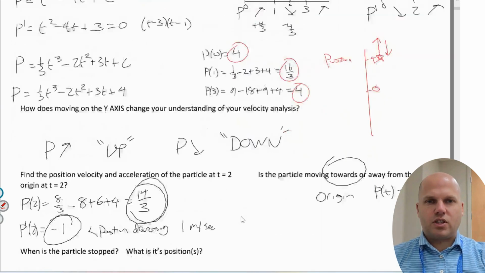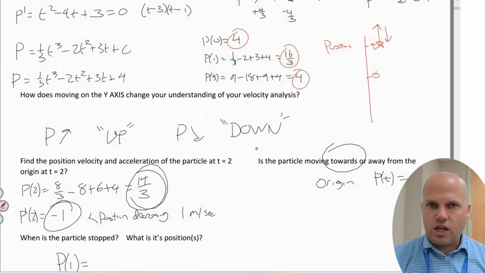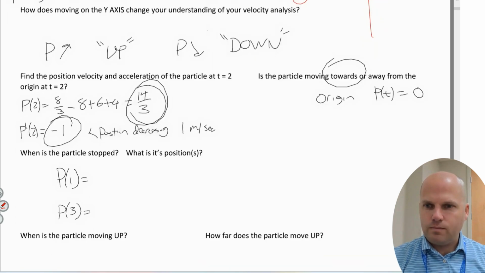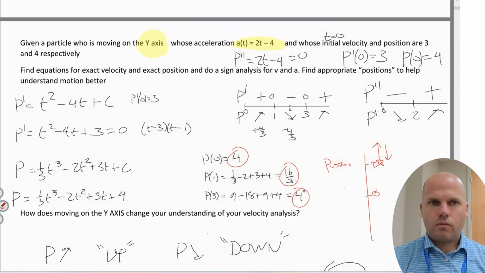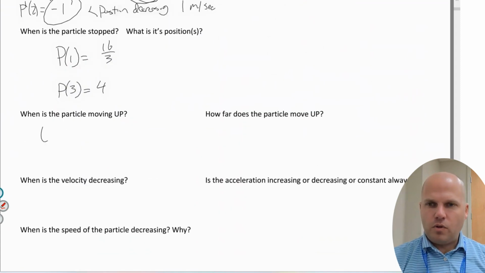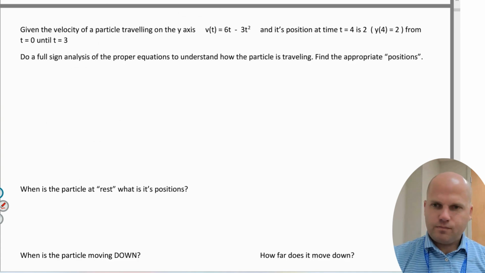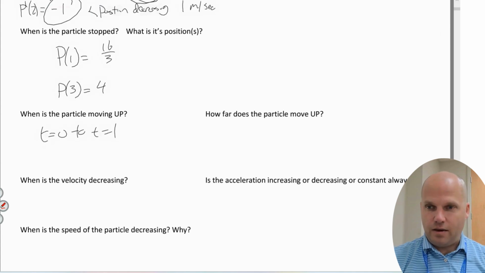Once the particle stopped, what are its positions? P of 1, P of 3. That's when the position is neither increasing nor decreasing. We should understand this. We should be getting the answers 16 thirds and 4. Was the particle moving up? I did not give you a time. From 0 to 1 and from 3 to forever. Should have asked you down.